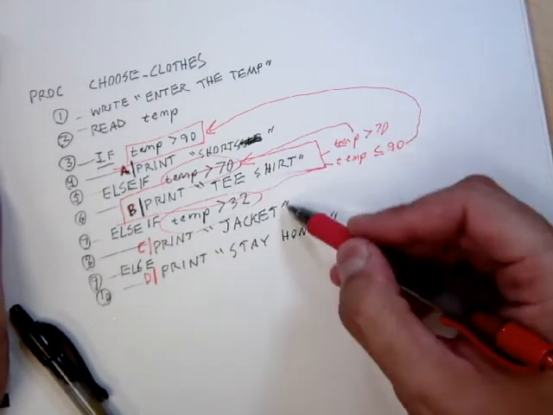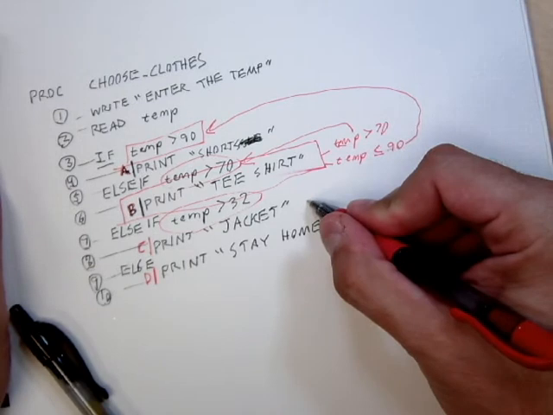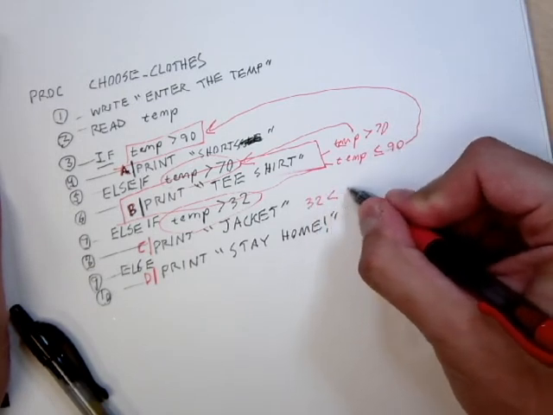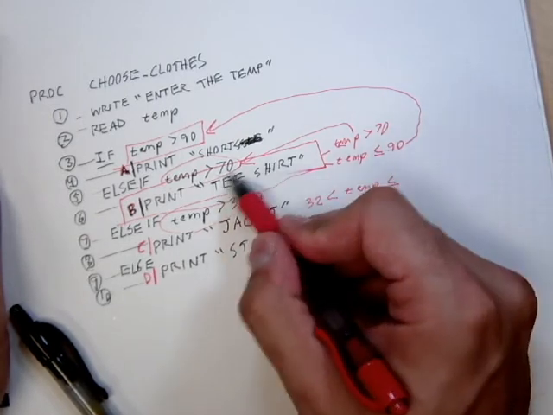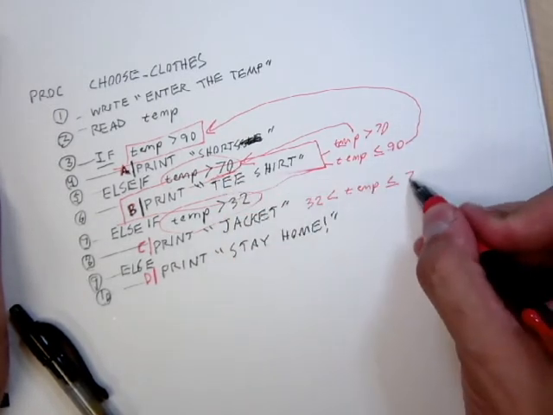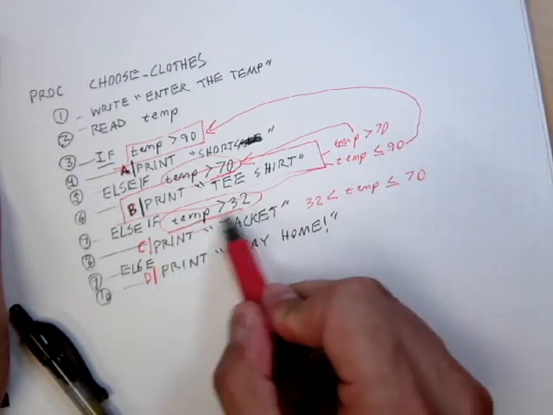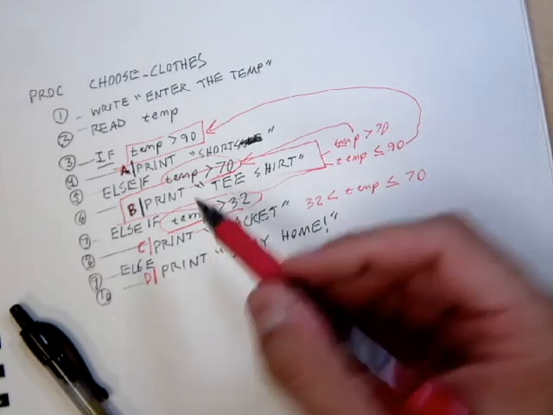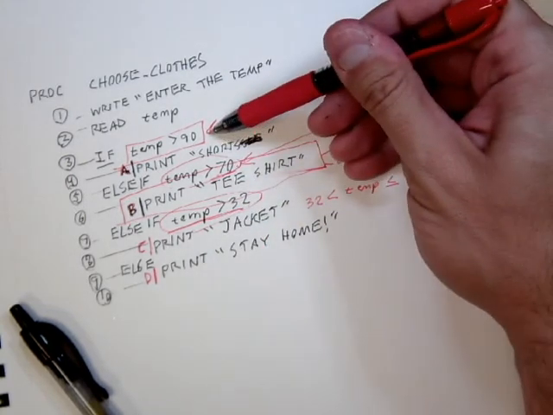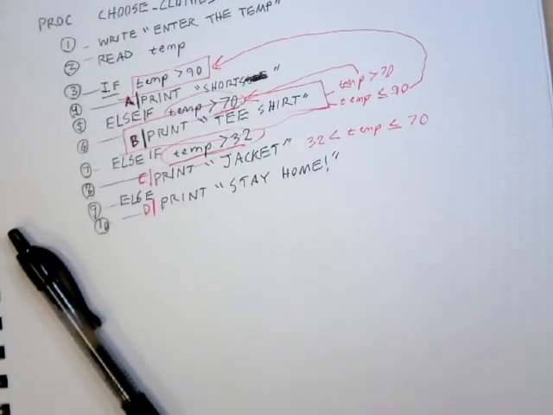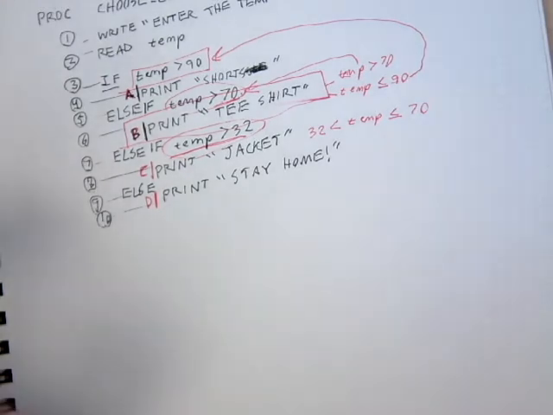So at this point in time, I know that 32 is less than the temperature, and that temperature must be less than or equal to, the previous one was 70. Even though here it just said the temperature was greater than 32, I inherit the fact that every previous condition is false.